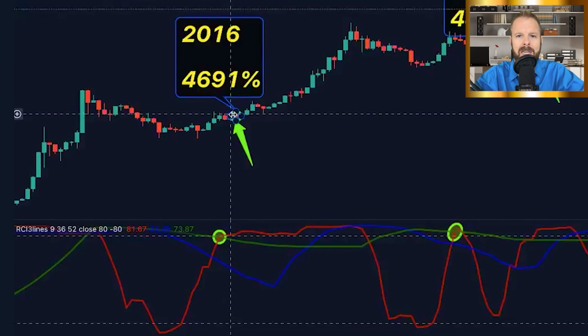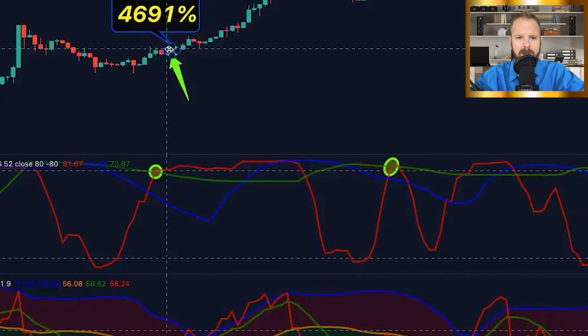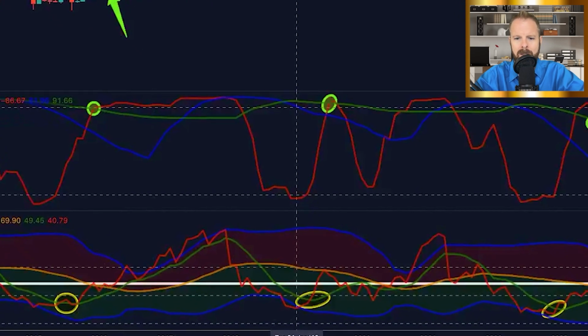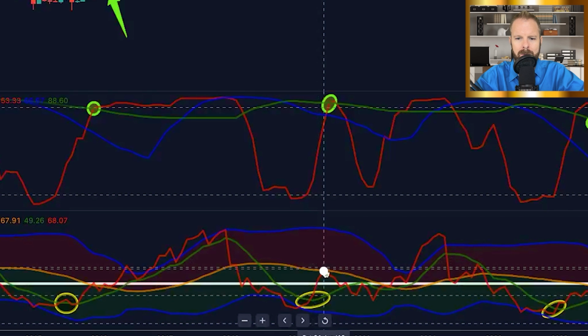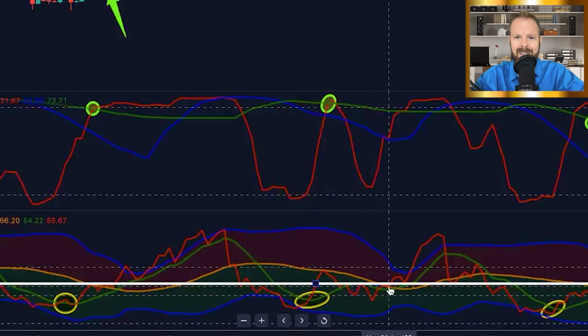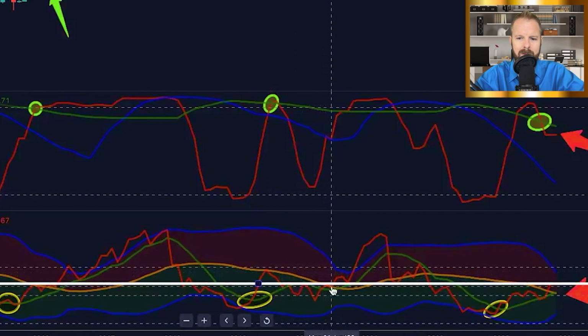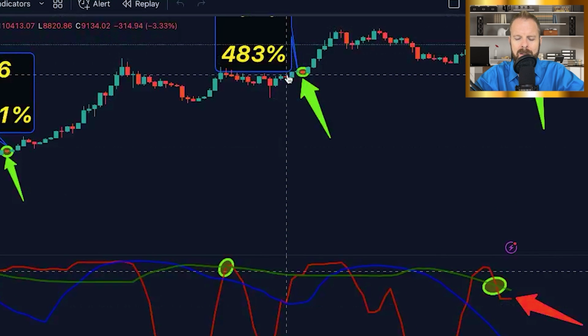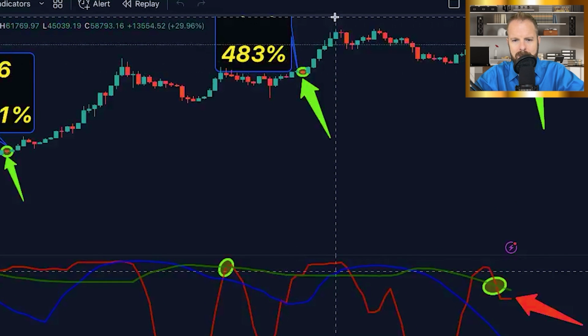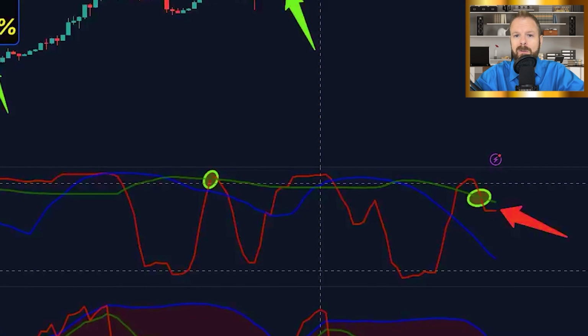Bitcoin does the same move every single cycle. If we go to the next cycle, boom, we entered phase one right here, and we did not get into phase two until this red line crossed the orange line, the same exact move of our previous cycle. It got above the orange line here. That is when we entered phase two, and the rest is history. And again, Bitcoin does the same move every cycle.